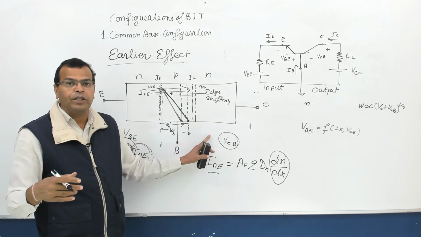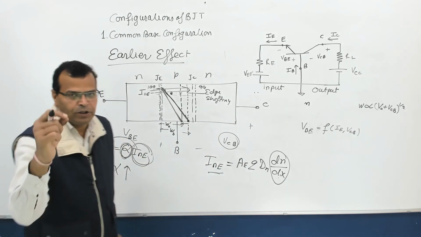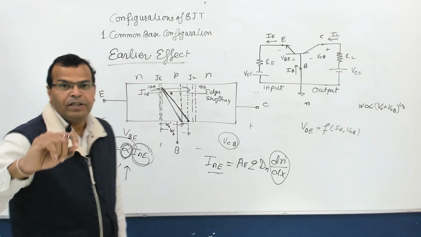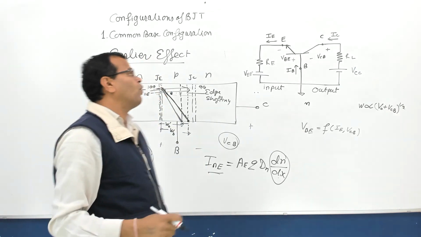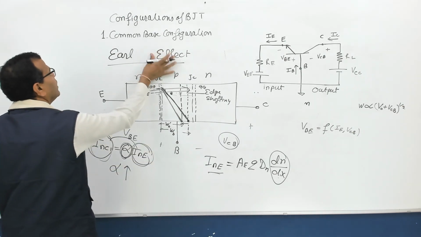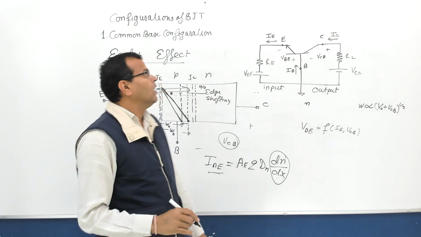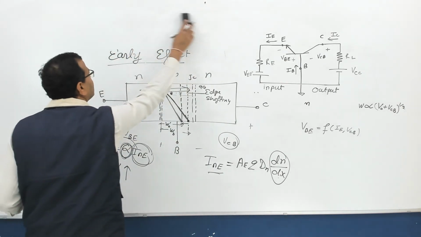If you talk about the effect, this reduction in base width because of increase in voltage V_CB at the collector junction is known as base width modulation. Please do remember this. This is an important point. You have a lot of questions on this. Base width modulation is also known as early effect, E-A-R-L-Y, early effect. Now, this is early, not earlier. This is early effect. I'm sorry. This is early effect, not earlier. Early effect.